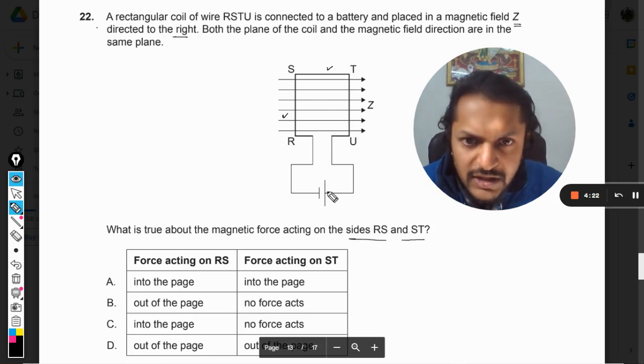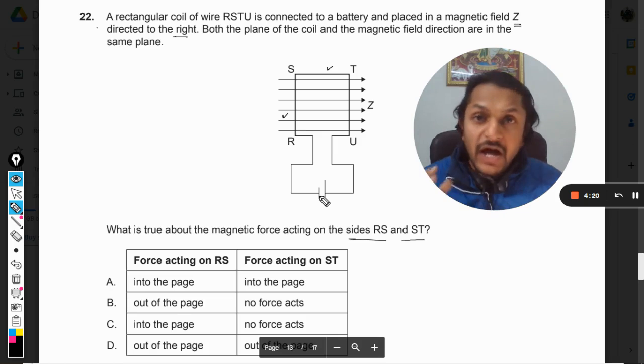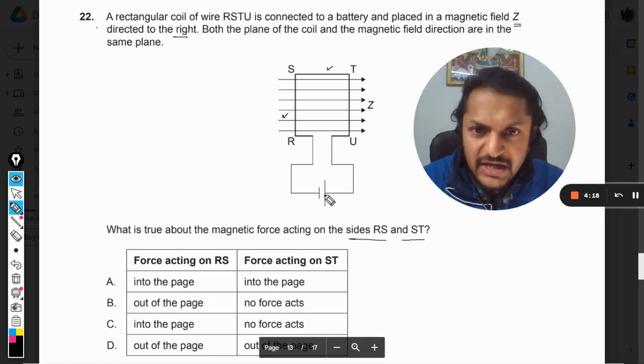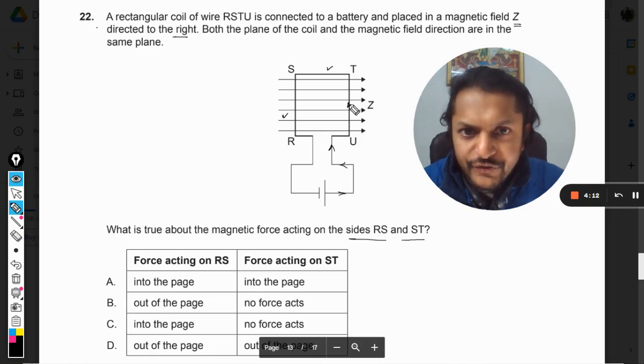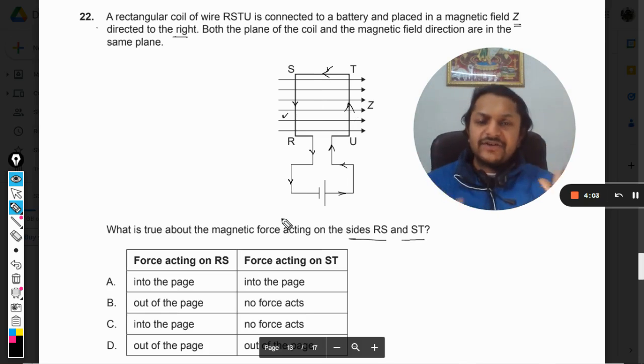So first of all, we have to see how the battery is connected in this question. You see, battery is connected like this. So obviously the current will be moving like this. Okay, so first of all, we have to show the direction of current. Okay. So this is the direction of current.